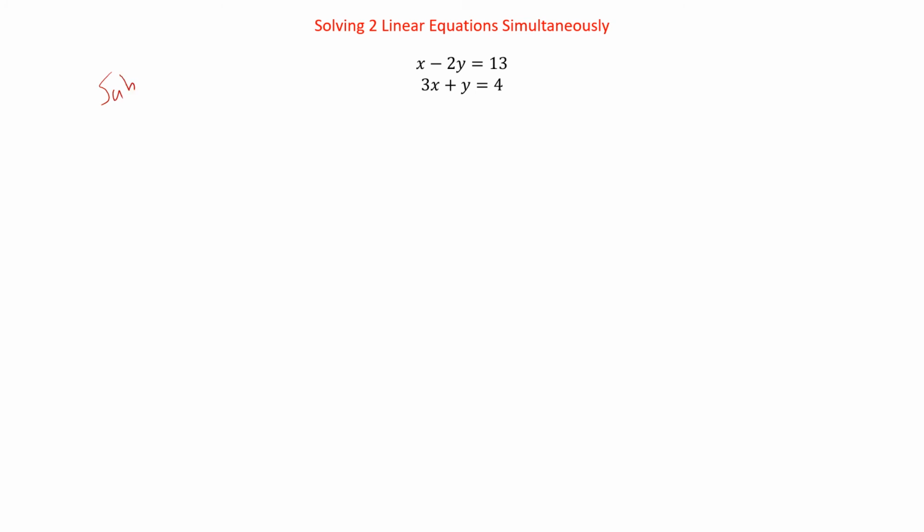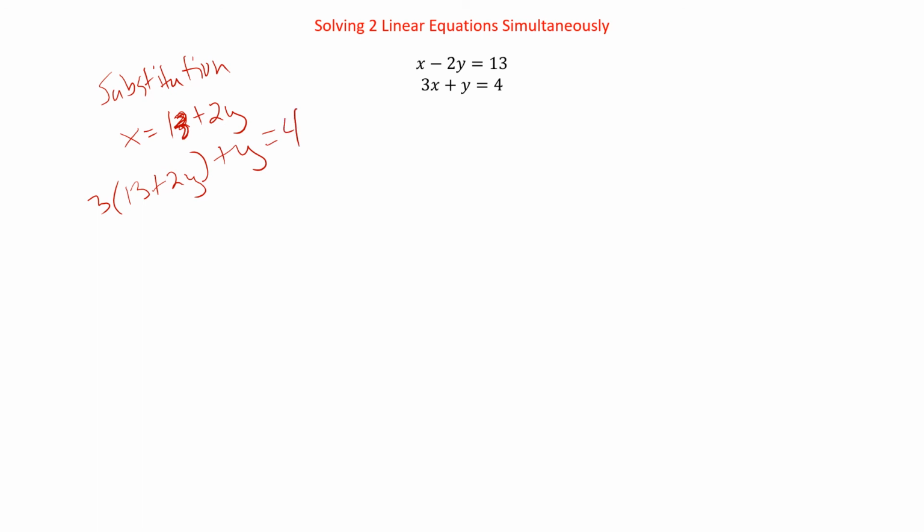Substitution: we solve for one of the variables. So let's say in the top equation we get x by itself. So that would be x equals 13 plus 2y. Then we plug that in, we substitute that into the second equation. So 3x, instead of x, that wasn't a 13 at all. There we go. So we have 3 times 13 plus 2y, and then plus y equals 4.